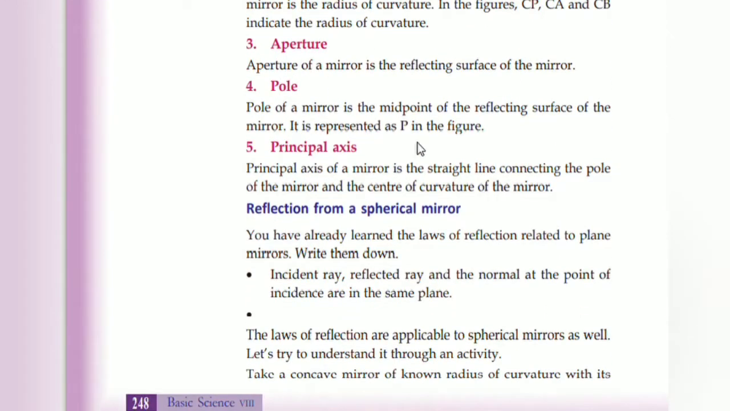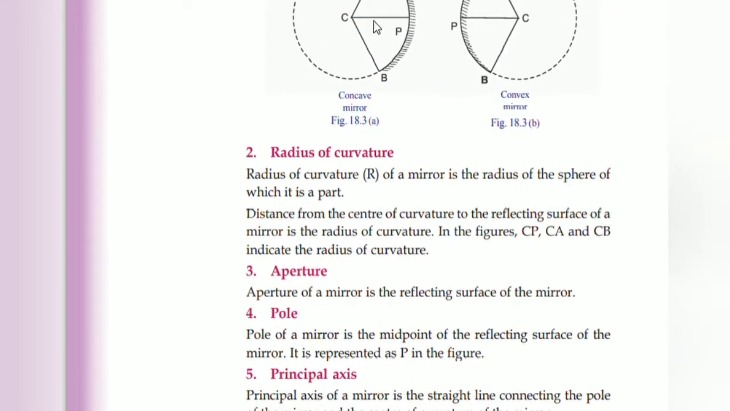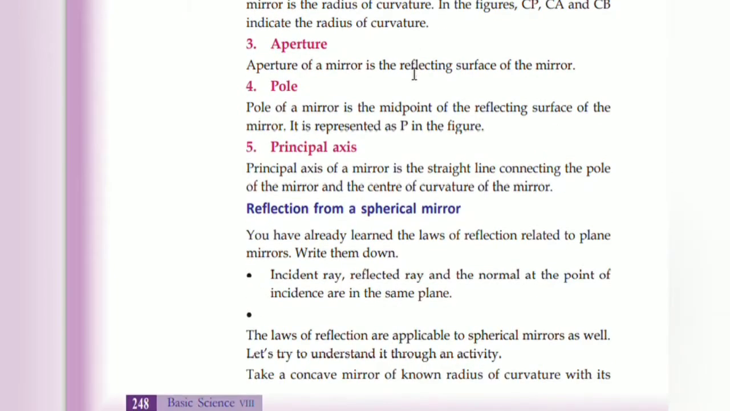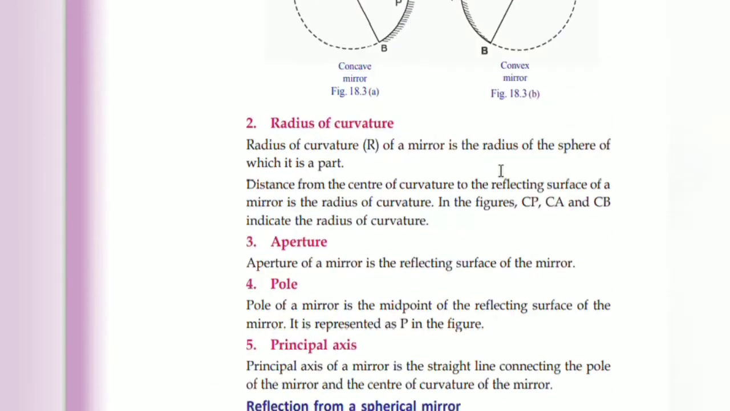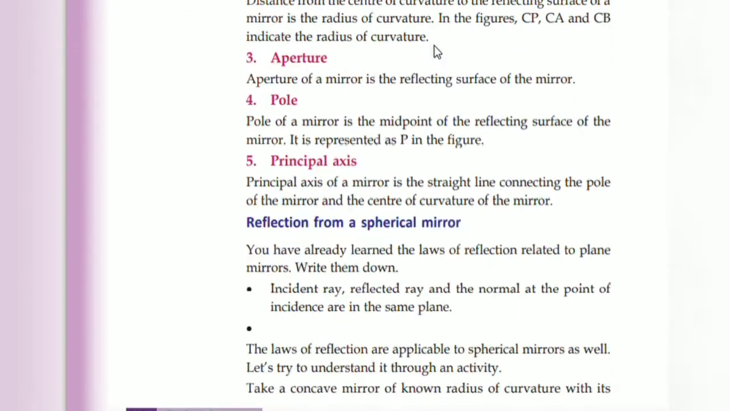Pole of a mirror is the midpoint of the reflecting surface of the mirror. Principal axis: the principal axis is the straight line connecting the pole of the mirror and the center of curvature. The pole is represented as P.